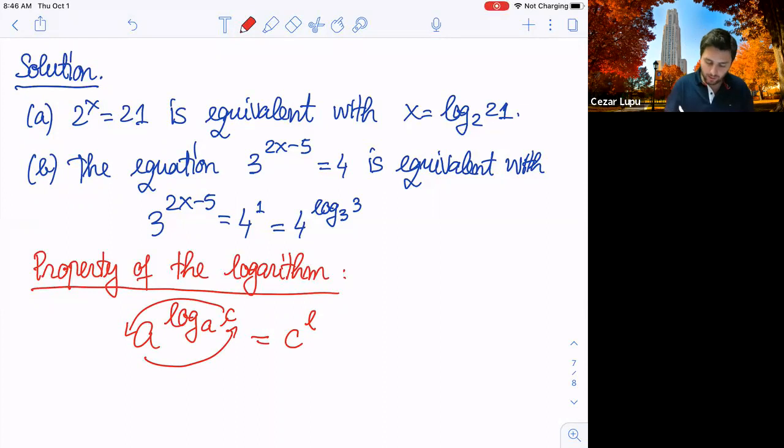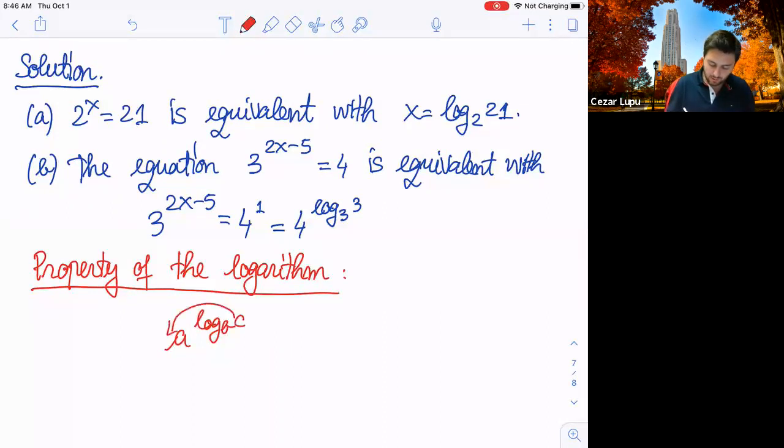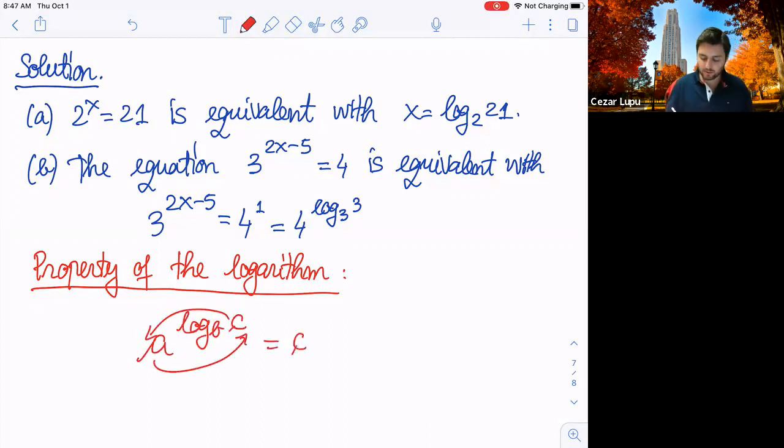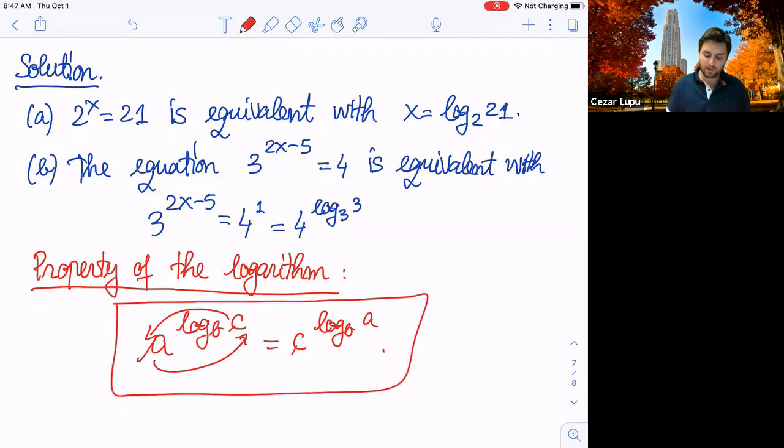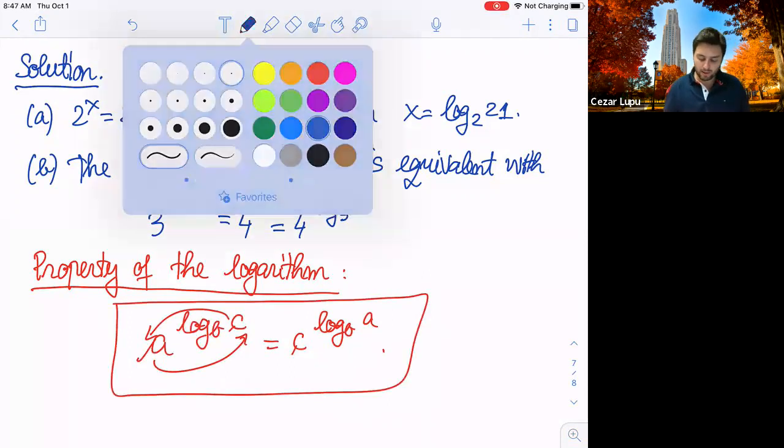in fact, let me write it in this way. So that all of them are A to the power log in base B of C. So we can swap these two. A to the power log B of C, we can swap these. It will be nothing else than just C to the power log in base B of A. So B will stay the same. So this is the property, and we can apply it in our case.